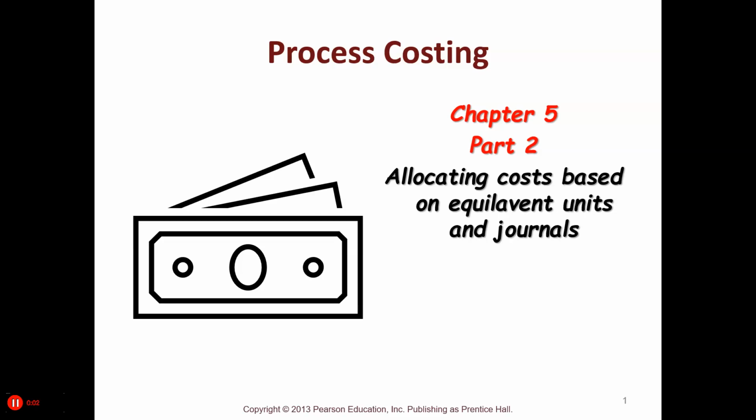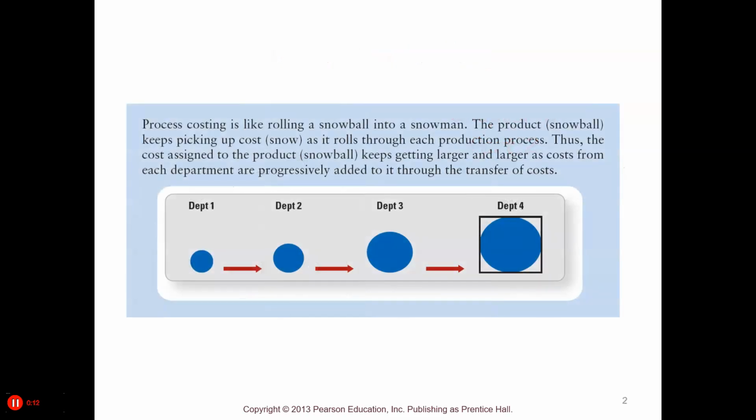Chapter 5, Part 2, Allocating Costs Based on Equivalent Units and Journal Entries. So now we're going to go through the 5-step process. Now remember, process costing, again, I love this analogy, is like a snowball rolling down a hill. A batch of the product runs through each department, and as it goes through each department, we're going to add materials, direct labor, and overhead.